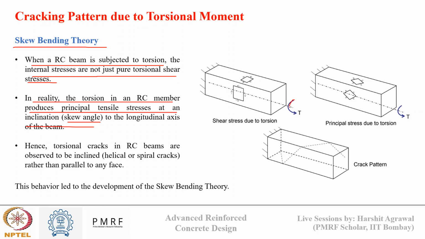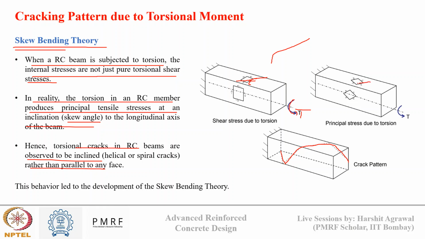So when we are applying a torque T, the torsional stresses that are produced are not the principal stresses. However, principal stresses will be produced at some angle of inclination, and that's why it is known as skew bending. Along this inclination angle, the cracking will propagate. That's why under pure torsion the cracking is like this, at some inclination. Hence the torsional cracks are observed to occur at an inclination rather than parallel to the face. It is the same concept that we used for shear, where the cracking propagates diagonally.